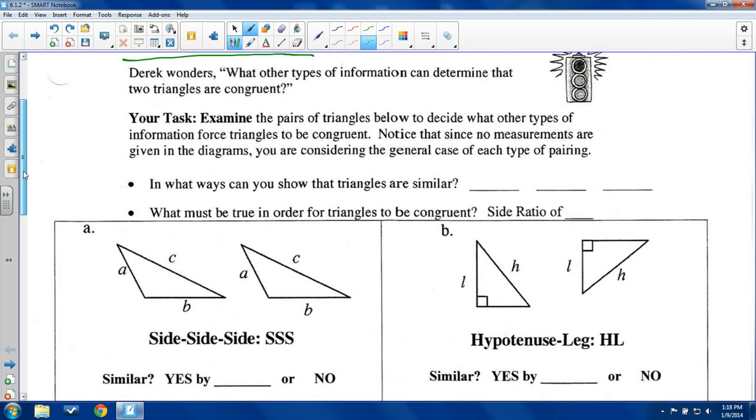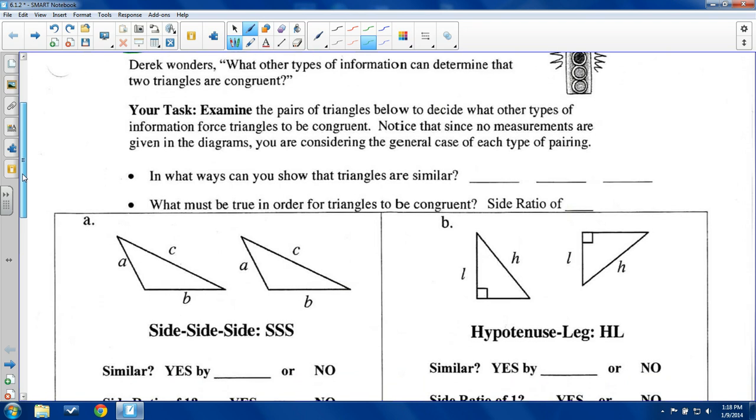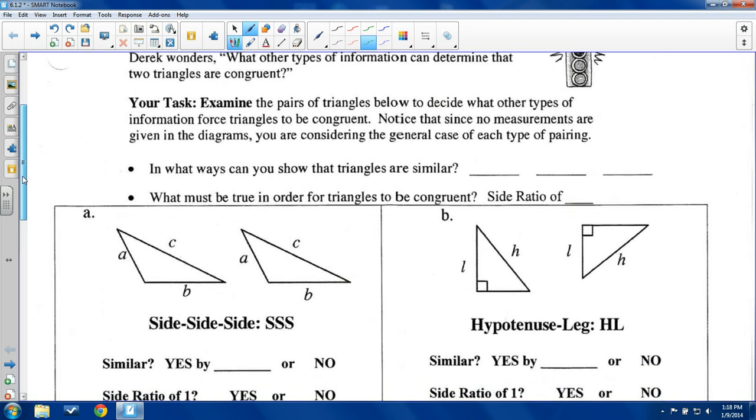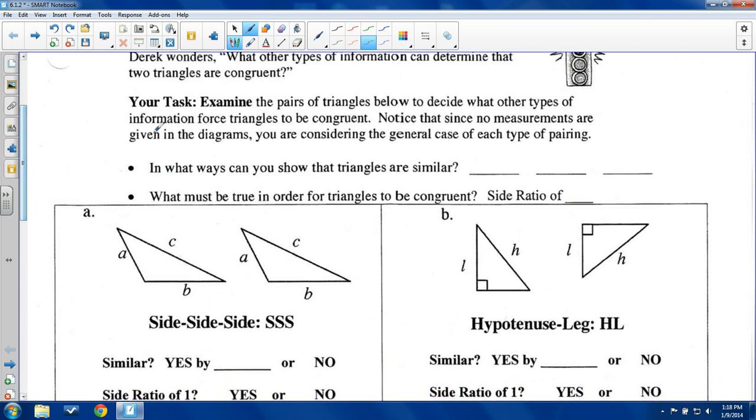Okay, examine pairs of triangles to decide what other types of information force triangles to be congruent. Notice that since no measurements are given in the diagrams, you are considering the general case of each type of pairing. So what that means is they're not actual numbers, but the length of A and the length of A mean the same exact length.